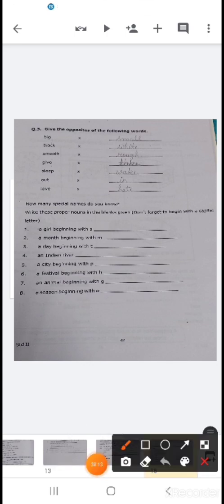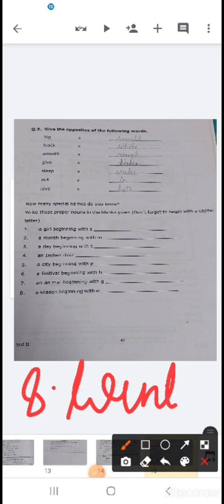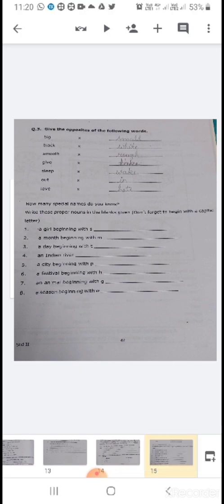Which season begins with the W? Obviously, which will be coming soon, winter. W-I-N-T-E-R, winter. So this is all about the verbs and pronouns.